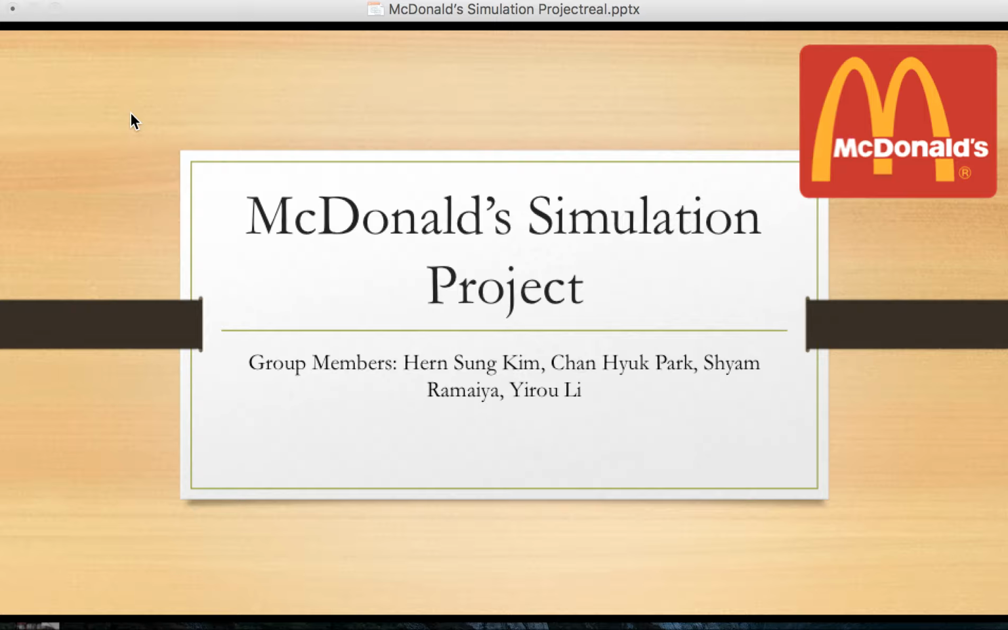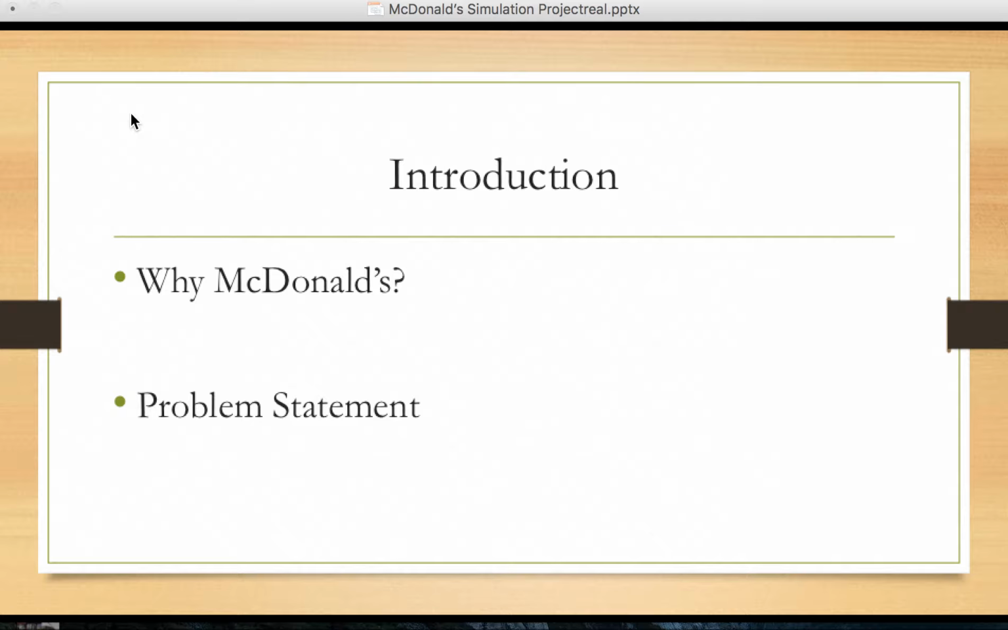Good afternoon, everyone. For our 413 modeling project, we decided to pick McDonald's. So why did we choose McDonald's? McDonald's implements queues for their customers when they come and order meals.